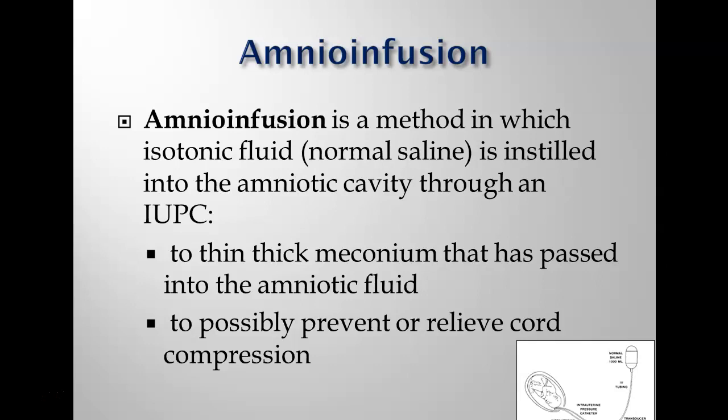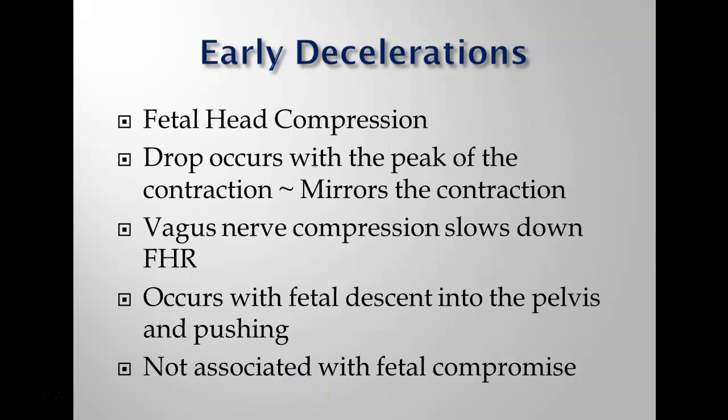This can also be used to thin meconium if a baby has had meconium passed in the amniotic fluid, and it also prevents or relieves cord compression. So you would put this internal monitor in, you would hook this to the normal saline, and then the normal saline would be inserted into the amniotic cavity, and it would cause there to be less pressure or compression on that cord.